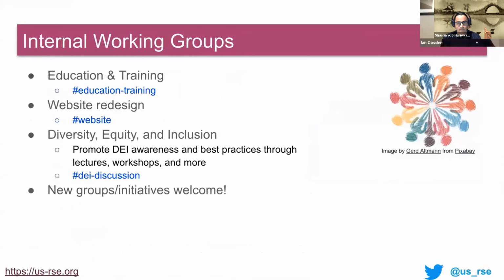We have a few more formal internal working groups that have formed, focused on RSE education and training, a group redesigning the USRSE website, and a DEI specific working group. New groups are welcome to form. These have all started as a result of a small group of like-minded people interested in the same topics.